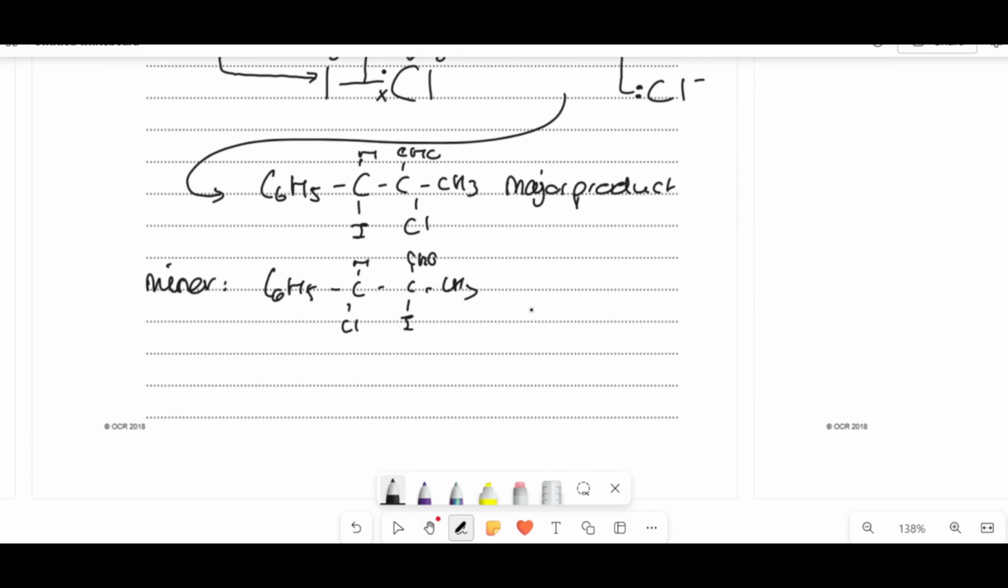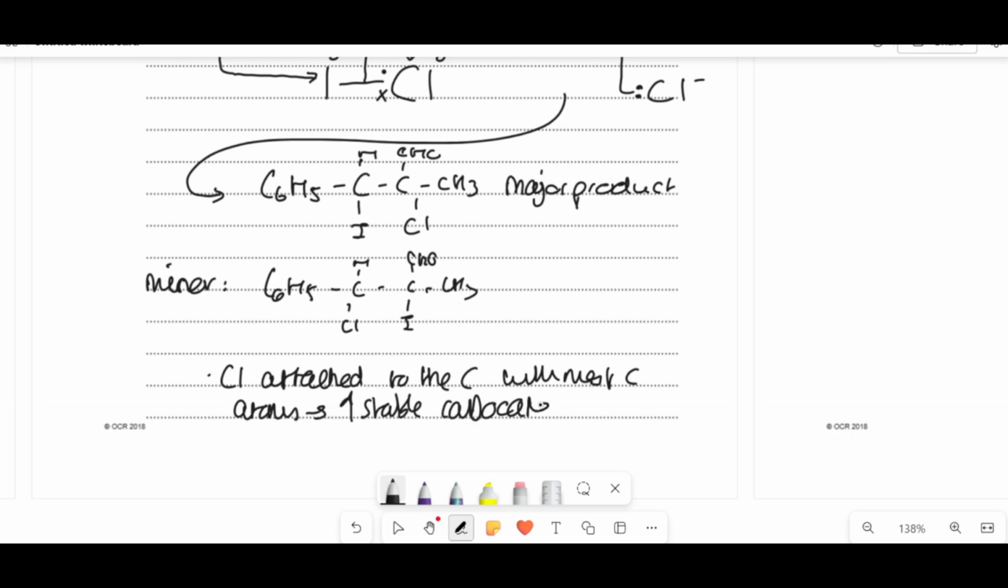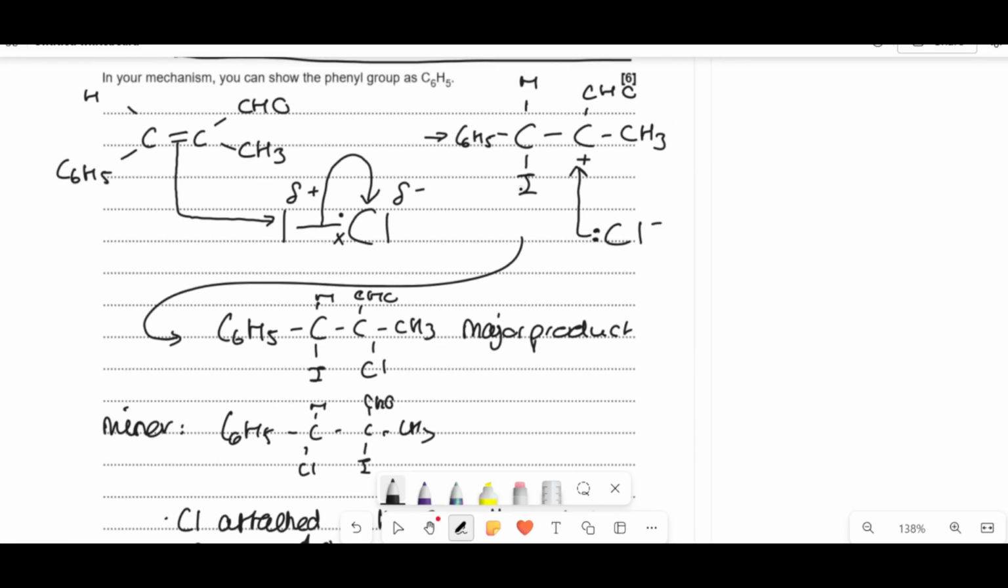That's the only thing that you guys know content-wise about major and minor products in this mechanism. So you would say that this Cl is attached to the carbon with the most C atoms. Why? Because it's a more stable carbocation. Because if you think about it logically, this is a carbocation. It wants to take electrons from something. If it's more stable, it's like, come to me, I'm better, I can take your electrons better.